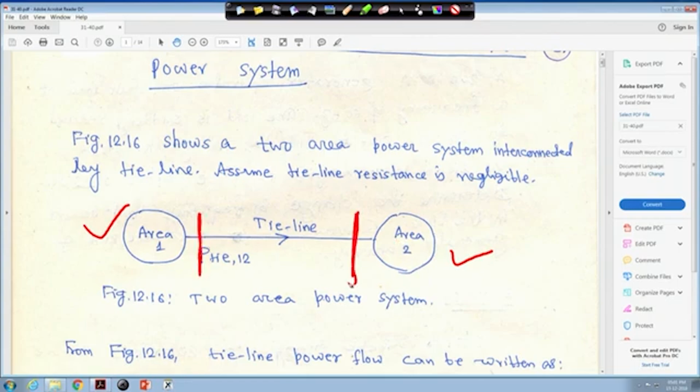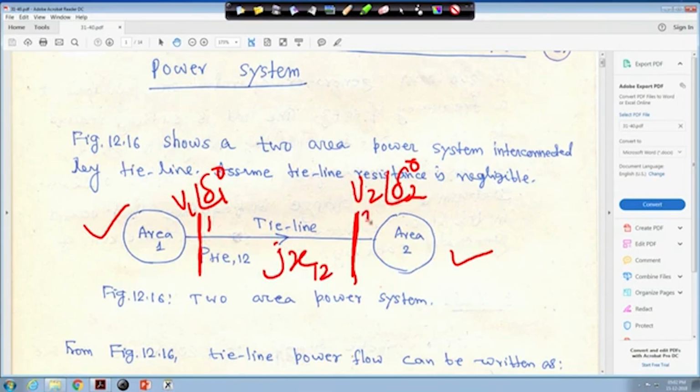Suppose you put bus bars here, with voltage V1 angle delta 1 0 and voltage V2 angle delta 2 0. The tie line has resistance and reactance, but we will neglect the resistance and consider only the reactance X12. Assuming a direction from 1 to 2, P tie 1 2 is the scheduled power flowing from area 1 to area 2.